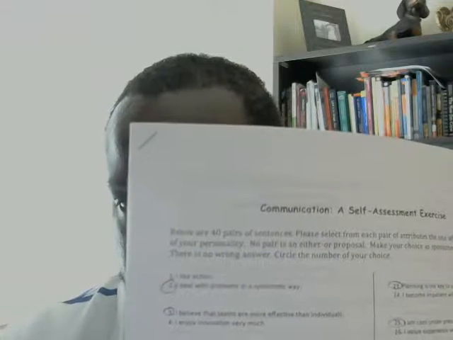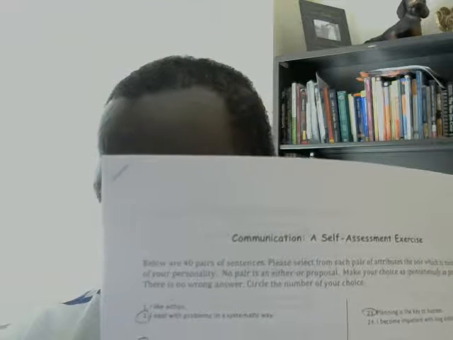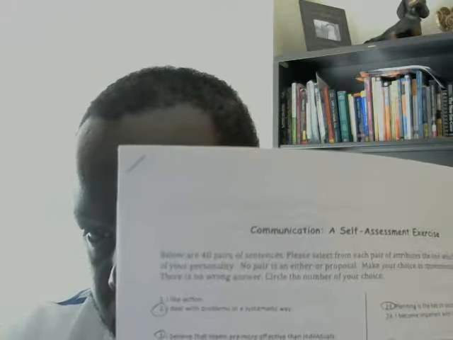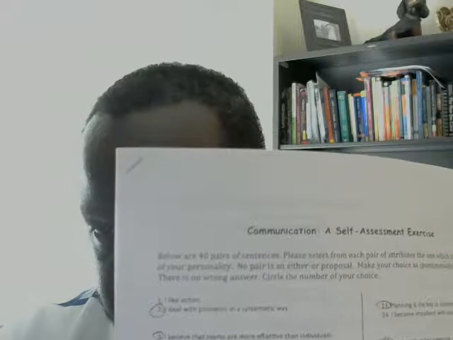Once you've done that, go ahead and do this survey. Okay, it looks like this. All right, it's a PDF file, and there is, I believe, 80 questions. The way that questions are done is they're done in groups of two. So you can see the first group right here. It's two statements. I like action. Dealing with problems, I deal with problems in a systematic way.